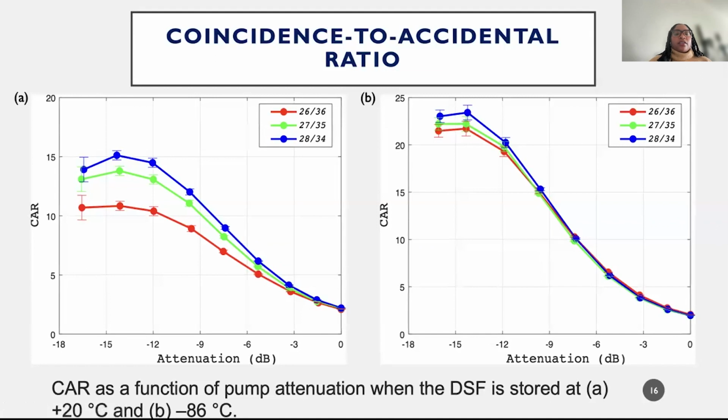For both temperatures, channel 2834, which is the blue, achieved the highest CAR. So for 2834, it increased from 15.1 at 20 degrees Celsius to 23.4 at -86 degrees Celsius. And of course, this is due to the decreased rate of Raman scatter photons since we are cooling the DSF.